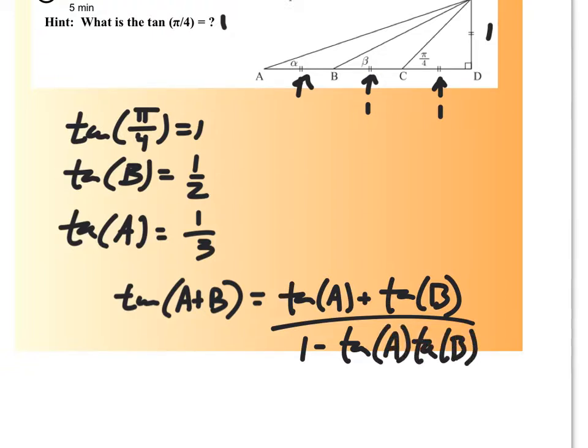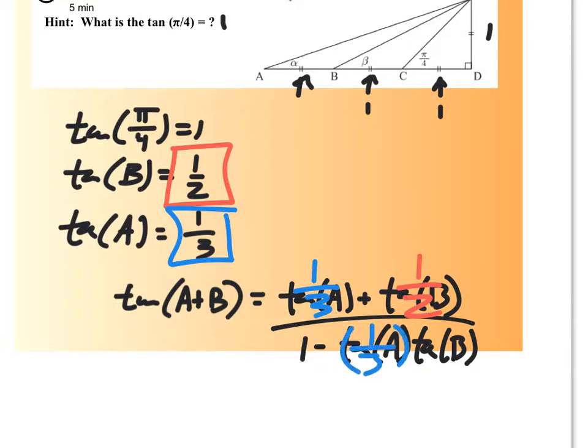Let's fill a few of these things out. Okay, the tangent of b is 1/2. So let's replace that with 1/2. The tangent of a is 1/3. Okay, so the tangent of a is 1/3, and the tangent of b is 1/2.